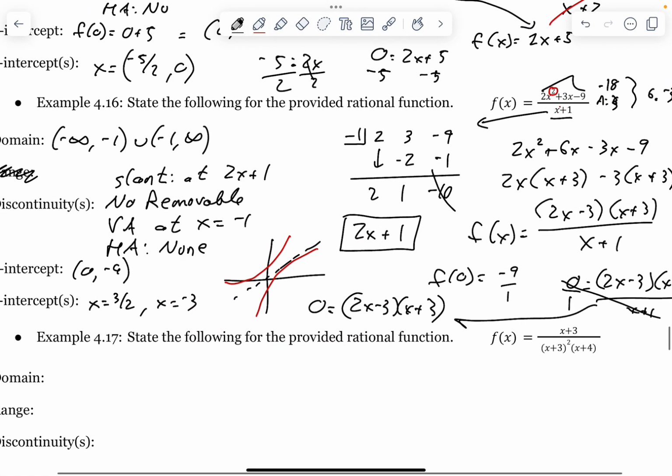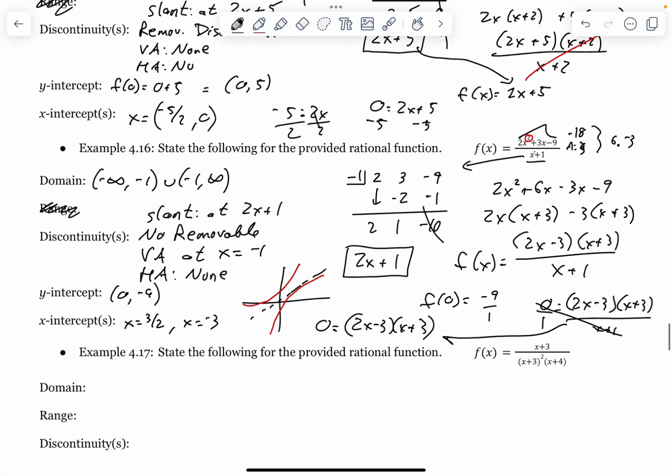You're going to have a couple of problems practicing with slant asymptotes, just a new discontinuity in our list. We have listed 4. The only other one was jump, which occurs with piecewise functions.